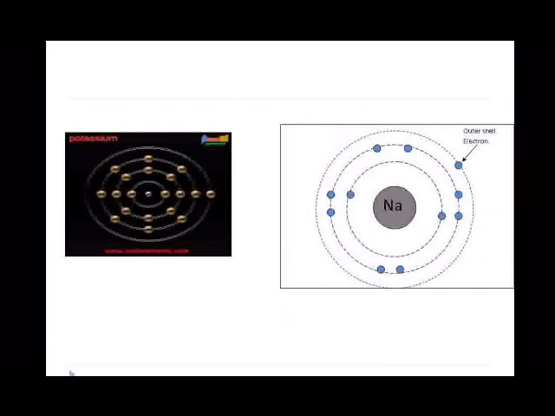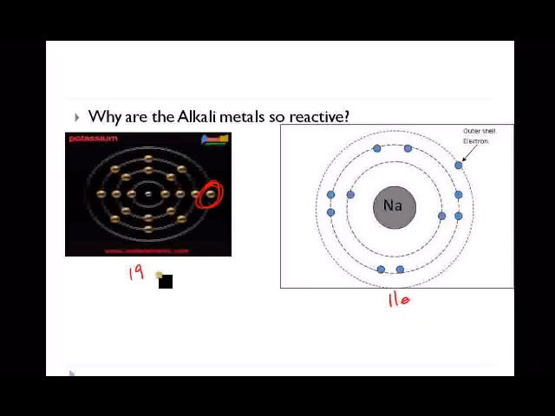Why are they so reactive? Well, let's look at their electron configurations. If we look, potassium with its 19 electrons has 1 electron all the way out here in its outermost energy level. Sodium with 11 electrons, again, is found all the way out here, is only that 1 single valence electron. It's these valence electrons that cause the alkali metals to be so reactive.